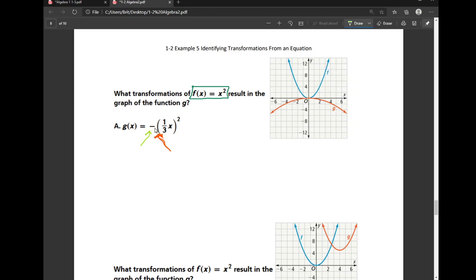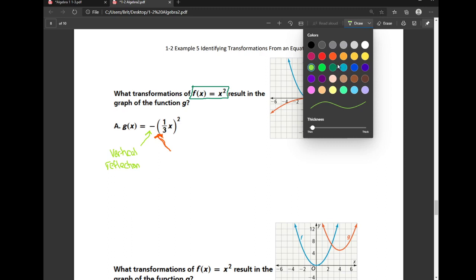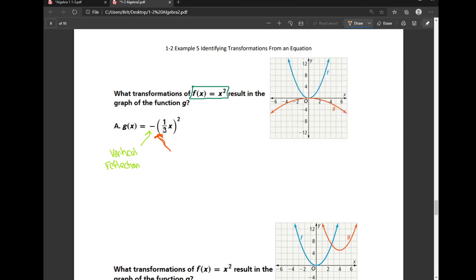So this negative sign, it is outside of the grouping symbol. Okay, that means that it's going to be a vertical change. And if ever you have something that's negative, that's going to be a reflection. So having a negative outside the grouping symbol is a vertical reflection. And then anything happening inside of a grouping symbol is a horizontal change.